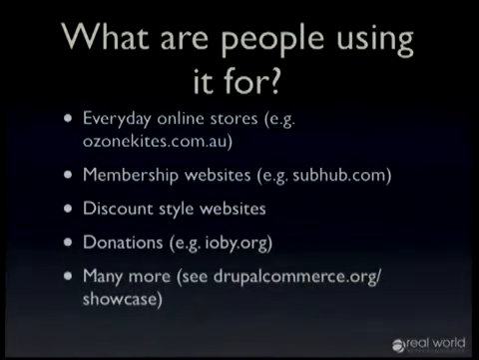Well, there are everyday online stores. So an example up there is ozonkites.com.au, and if you're online, you can go onto that site and jump on there now. It's an Australian-based store. They sell kites. It's pretty cool. Dries mentioned in his keynote this morning subhub.com. So Subhub is an example which I've come across which is really unique.